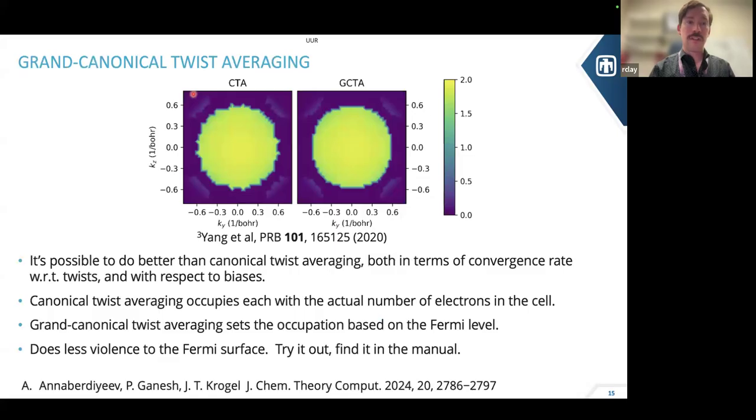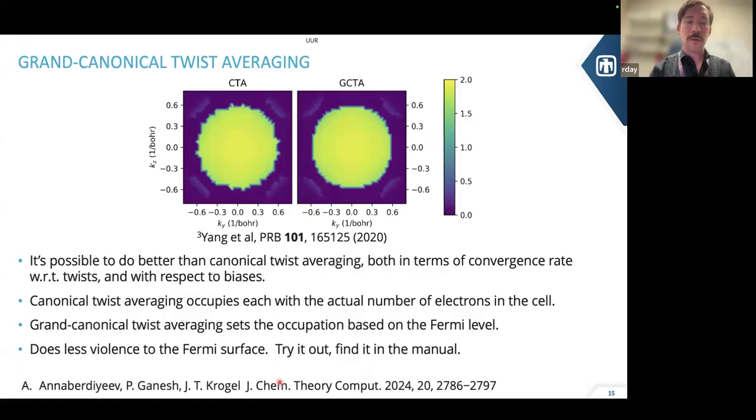One of the big advantages is this is a measure of, I believe, a momentum distribution. And this is the canonical twist averaging scheme. This is the grand canonical twist averaging scheme. And you can tell there's a finite resolution here. It's blocky, but there are some spurious features over here. You could imagine that if you just kept cranking it, this would go away. But for the same amount of work, this one looks a lot more well-behaved. So generally, it's a good thing to do.